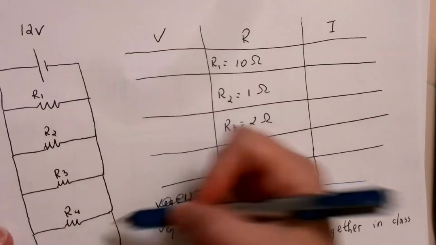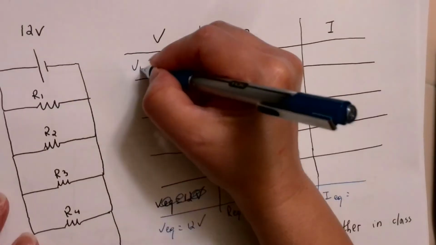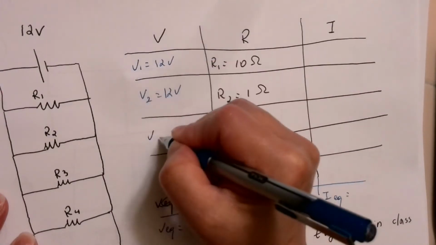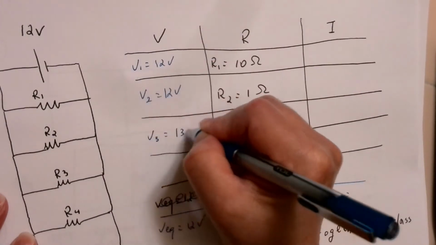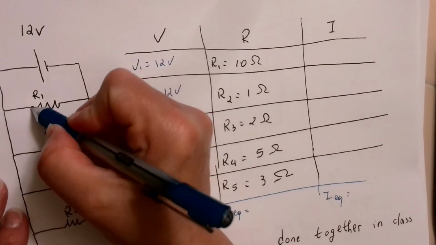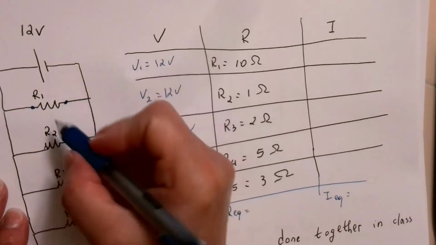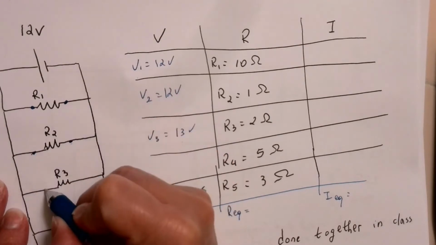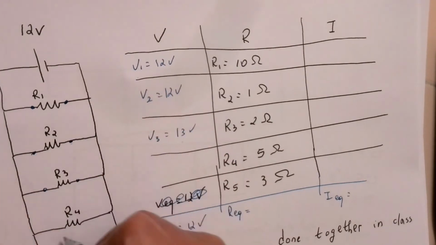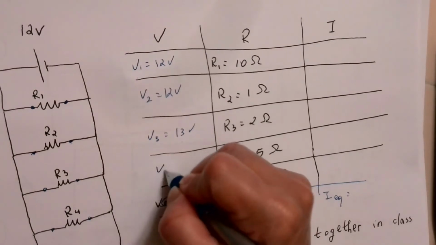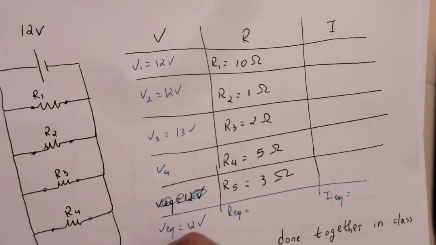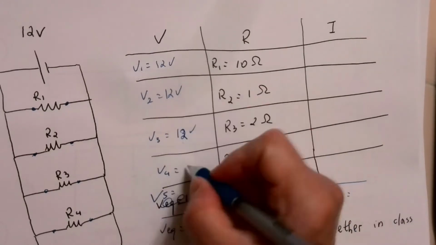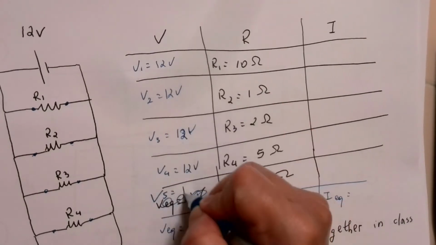Because this is parallel, I can just put down V1 equal 12 volts, V2 equal 12 volts, V3 equal 12 volts. So V1 means the potential, the voltage here. V2 means the potential, voltage here. This means the voltage here. V4 means the voltage there. And V5 means the voltage here. All of those are 12, not 13. 12 volts and 12 volts.